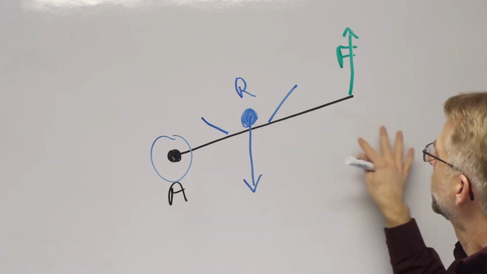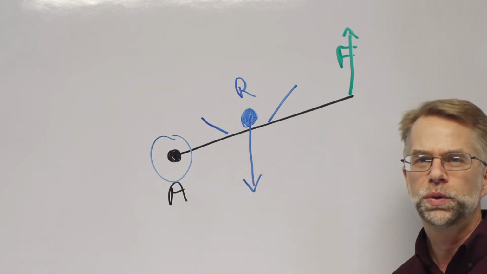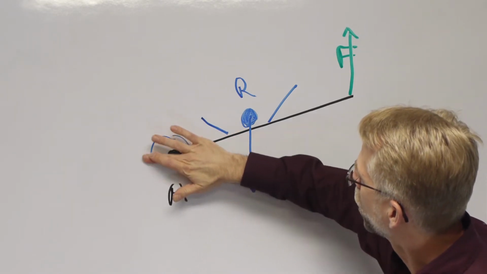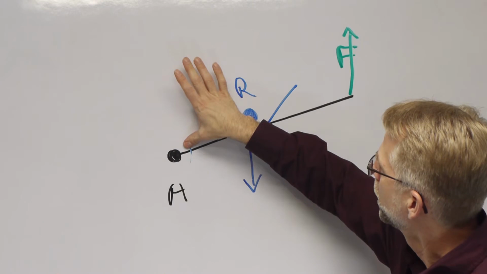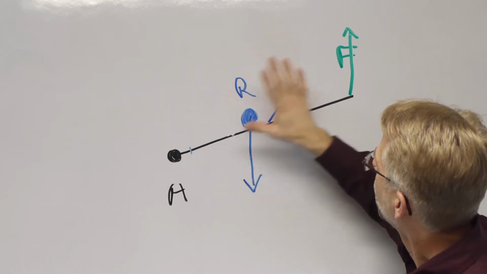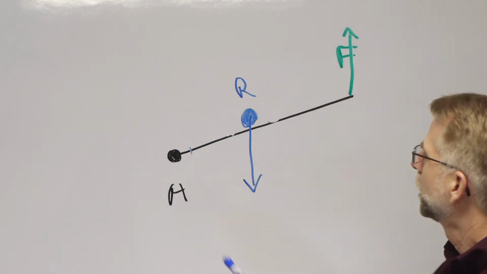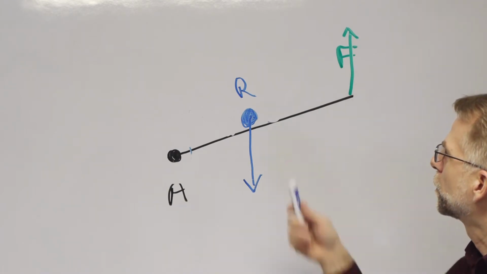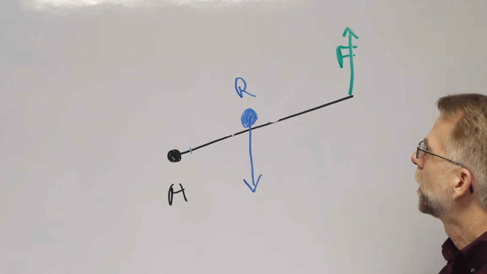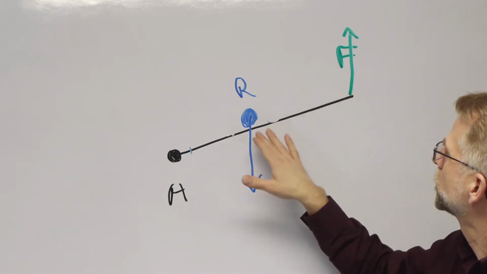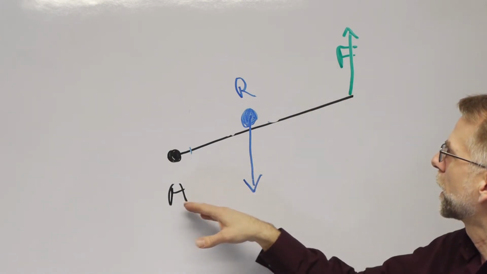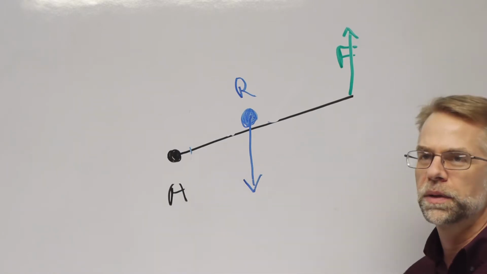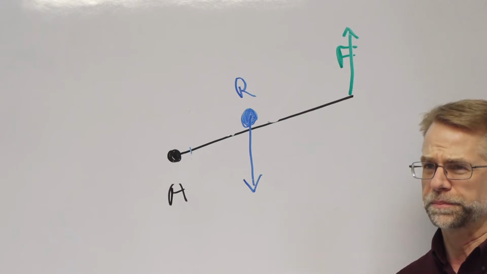So this is what we would call a class 2 lever. The different classes of lever are defined by what is in the middle of the lever. In this case, what's in the middle is the resistance. The axis is on one end, the force is on the other end, and the resistance is in the middle. If it were flipped around so that the force were in the middle with the axis on one end, it would be a class 3 lever. If the axis were in the middle, it would be a class 1 lever.